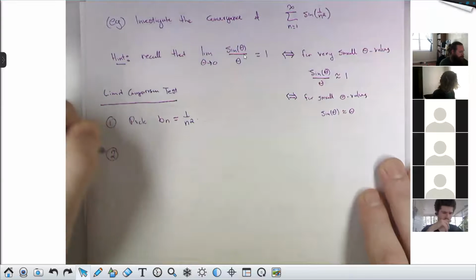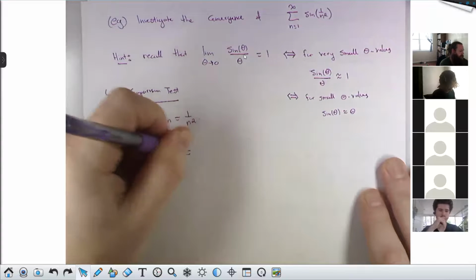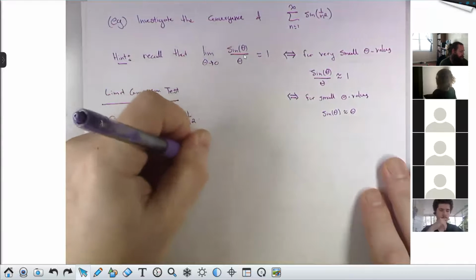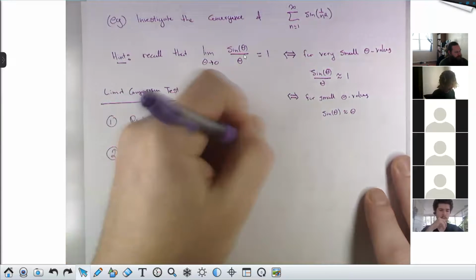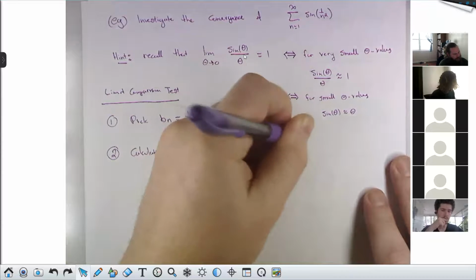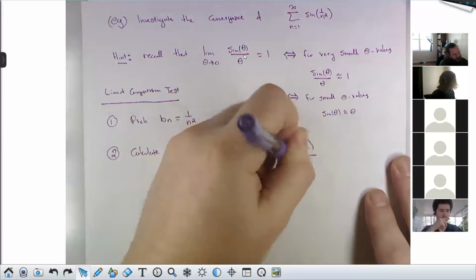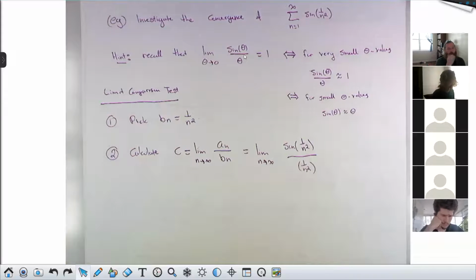So we've chosen our Bn, and now we calculate C as the limit as n goes to infinity of an over bn, which in this instance will be the limit as n goes to infinity of sine of 1 over n squared divided by 1 over n squared. And you cannot cancel the 1 over n squared, right? This upstairs here is not multiplication. This is function composition. This is the sine of 1 over n squared. Do you see that mistake?